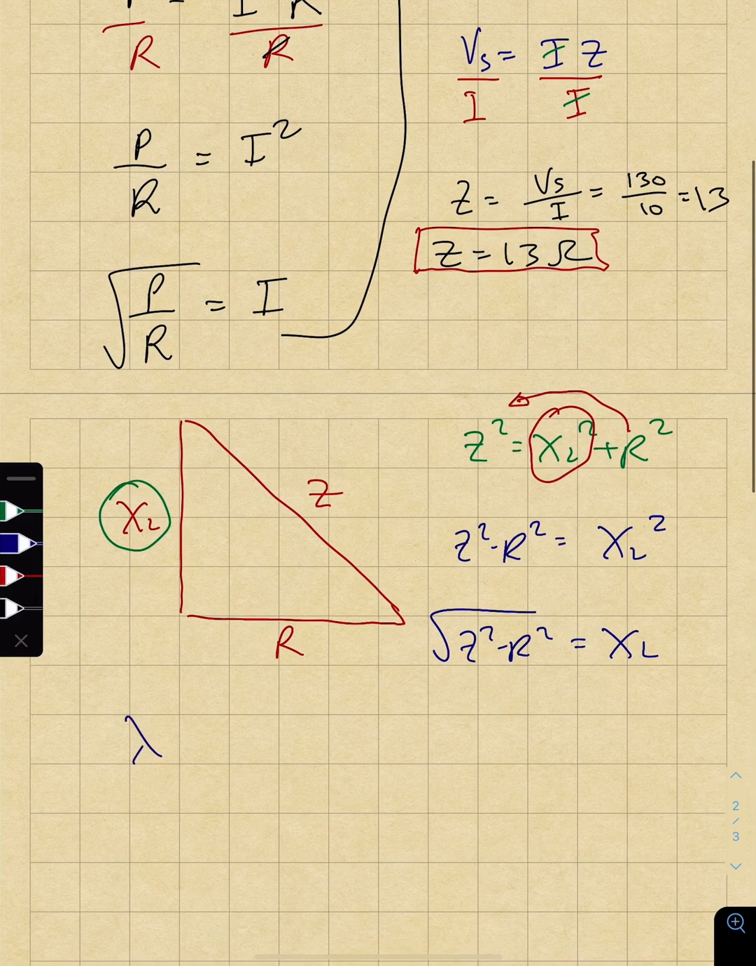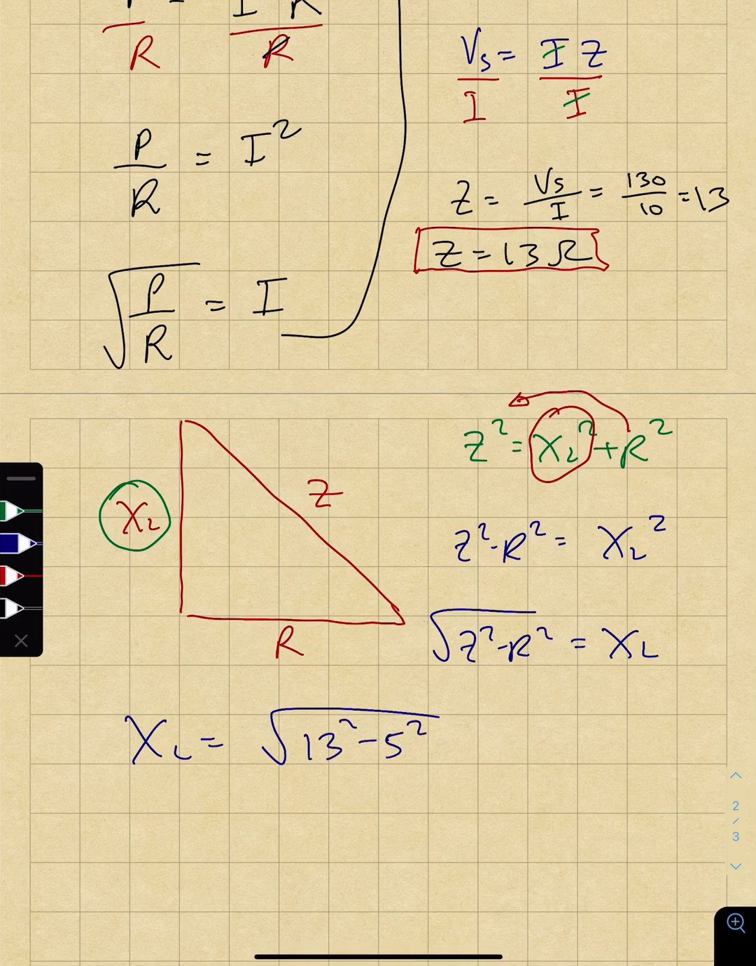Now we'll sub in the figures that we know. We had 13 up there for Z minus 5. So bang that into the calculator. Just double check again. Square root 13 squared minus 5 squared. Get 12. So that's X sub L, 12 ohms.